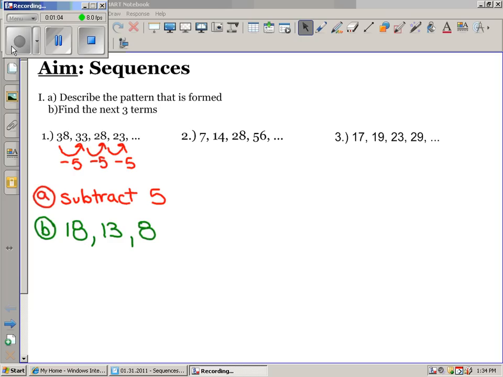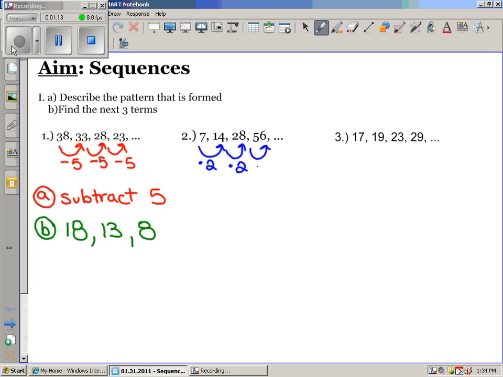Alicia, what's going on here? Yeah, it's doubling up. So it's like times by 2, times by 2, times by 2. So we would describe that as what? Double each time? Sure.